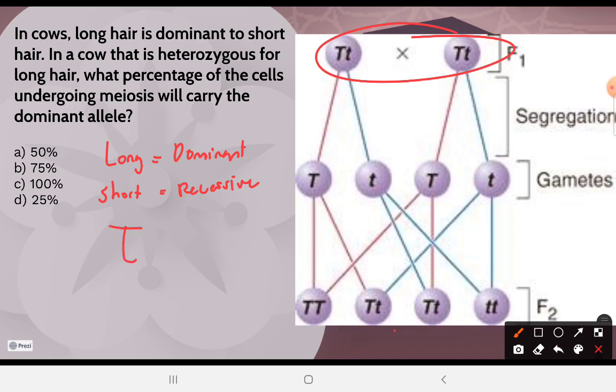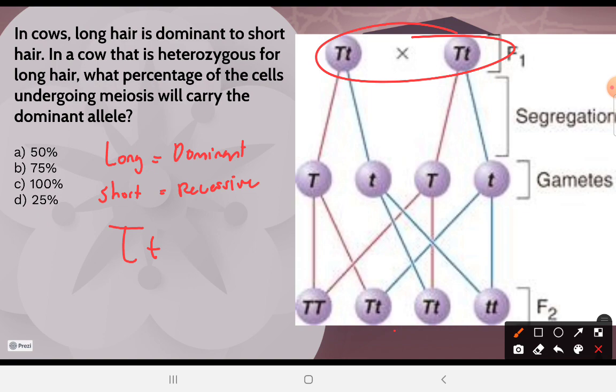If it's a heterozygote, it's going to be a capital letter and a lowercase letter. Hetero means different, right? And so if you have a heterozygous genotype, that means you have one of each allele. So we have a tall allele and a short allele, and that just means that we're going to be tall because the dominant allele wins.